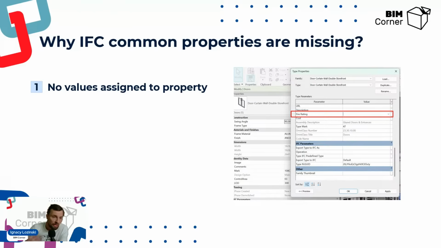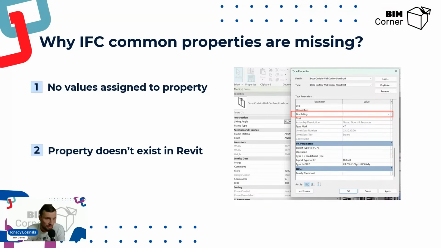Okay, so in our case, if the fire rating property has no value, so there are doors, there is a fire rating property, and this property doesn't have any value, it won't be exported into IFC. All right. The second reason is that the property doesn't exist in Revit at all. What I mean by that?